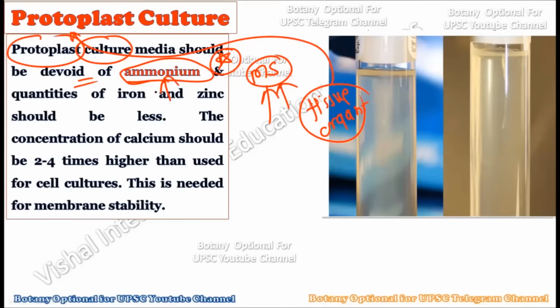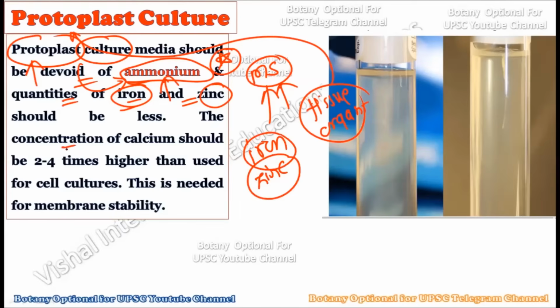Ammonium should not be there, because the protoplast culture will not grow properly if ammonium is present. Then the quantities of iron and zinc should also be less. A smaller amount of iron is required and a smaller amount of zinc is also required. Then the concentration of calcium should be 2 to 4 times higher than that used in cell culture. See, we require a higher amount of calcium. Whatever calcium is used in cell culture, we should use 2 to 4 times higher amount of calcium.